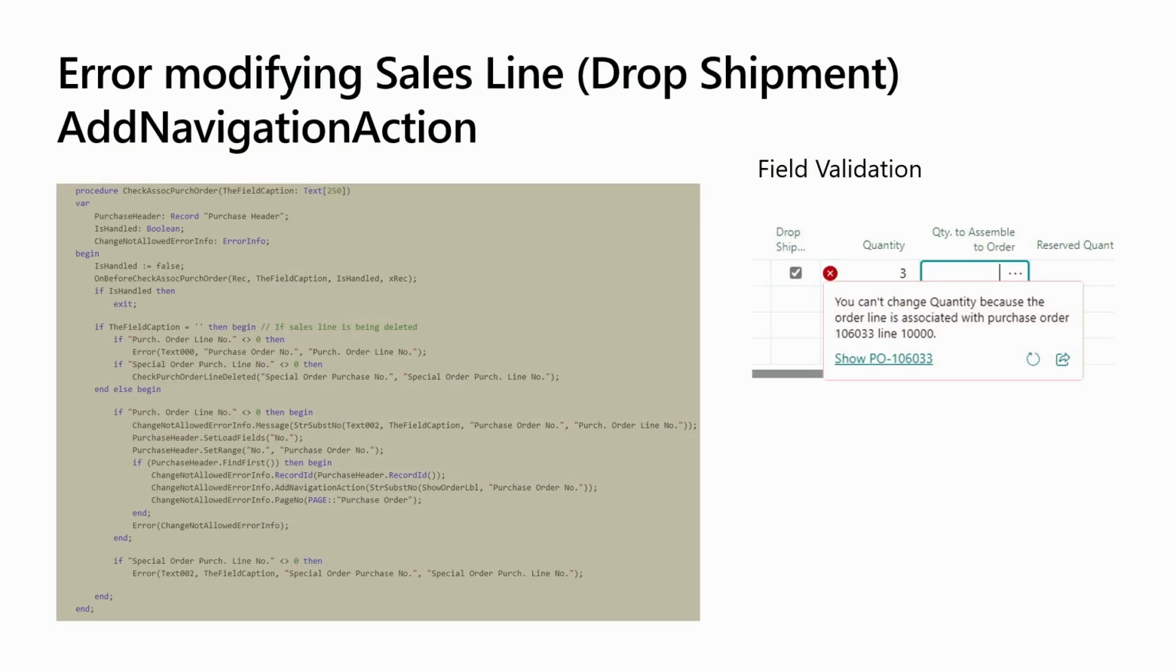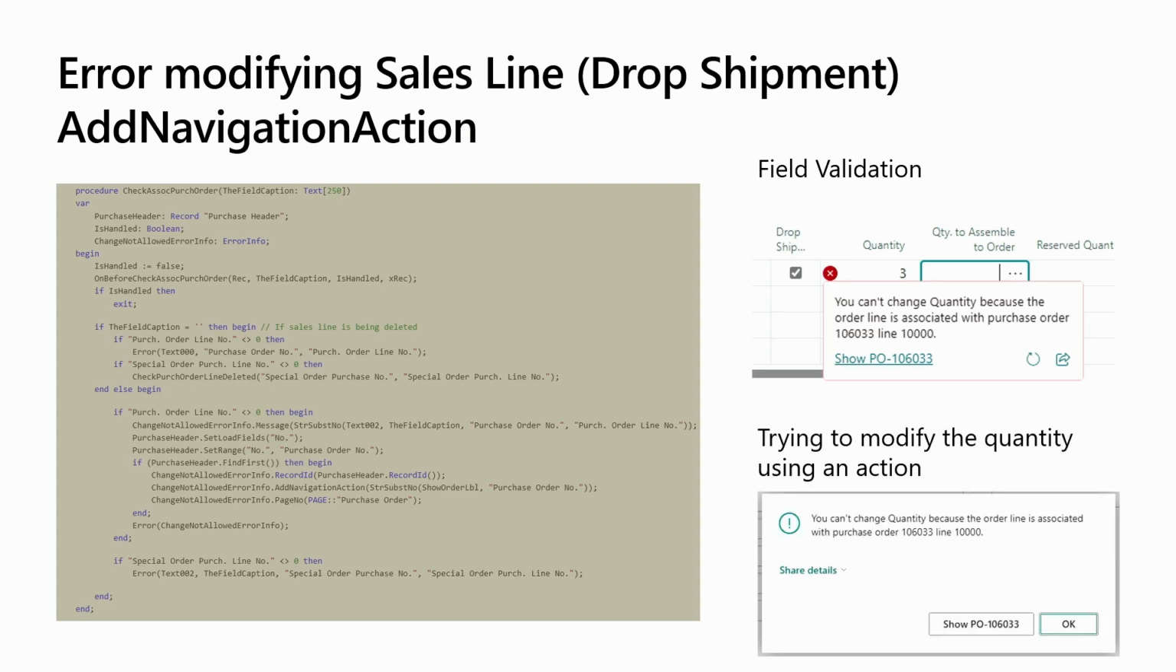So we have another example. In this case, I'm doing a field validation. I'm trying to update a quantity in the sales line, but I'm getting an error message that I cannot change it. Reason being, there's a purchase order linked to it. And the good part here is, even though it's a field validation, I still get that actionable error or the navigation action, which I can directly go into the purchase order. And if the same validation was triggered from an action, we would get a dialog message instead. So the web client is doing the magic to display the same error in different formats, depending on the context.